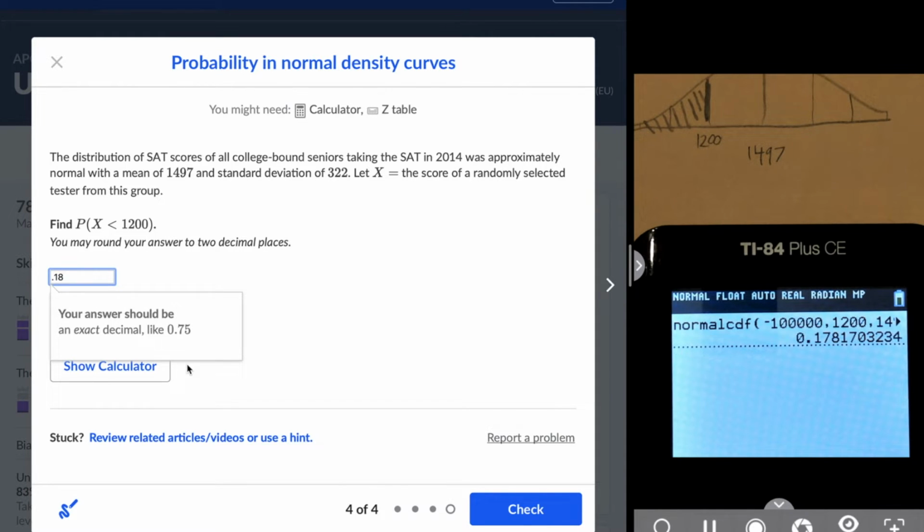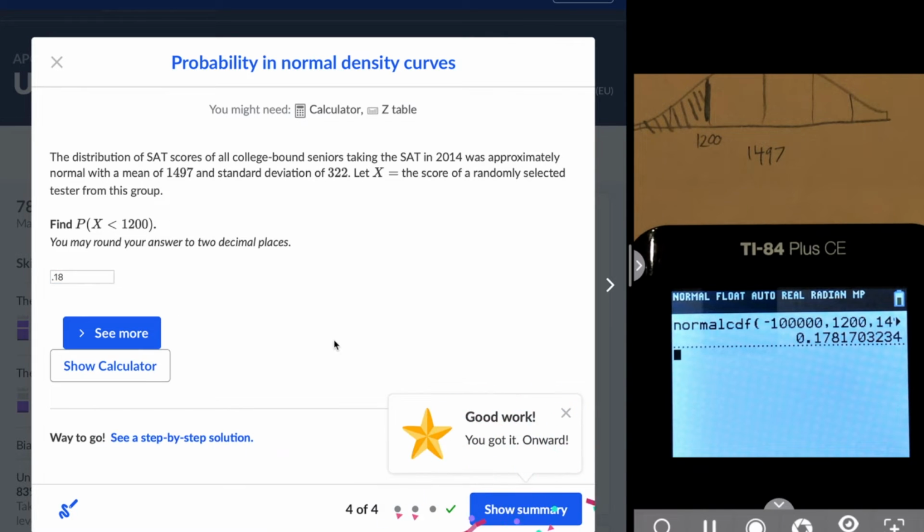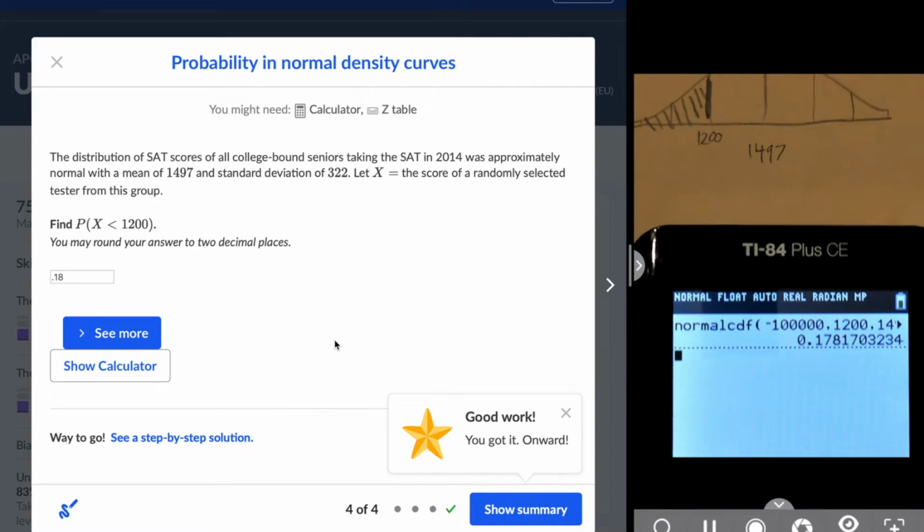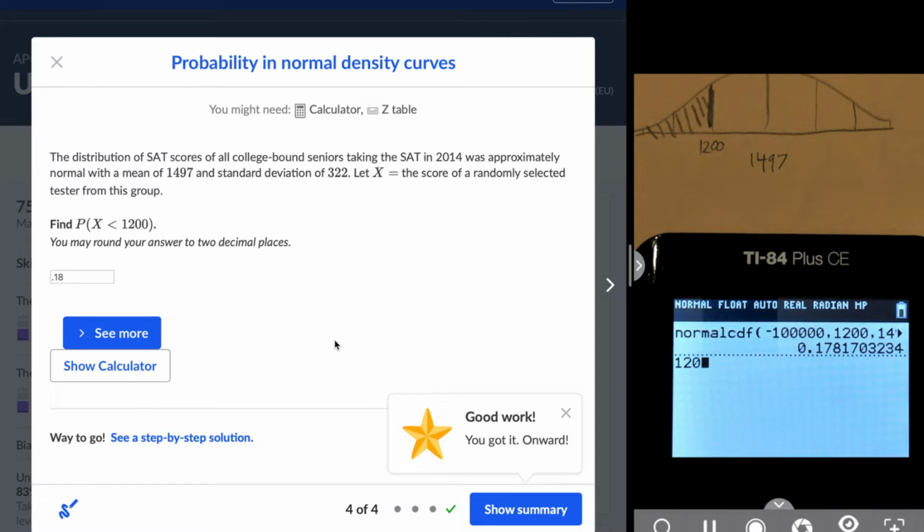The other thing to do is to remember that you can do this using tables and not using normal CDF, but what you're going to have to do is calculate the z-score. So first, yay, we got the question right. But let's see how we do this without a calculator. Well, we take the value we're interested in, we compare it to the mean, 1497, and we then divide that by 322.